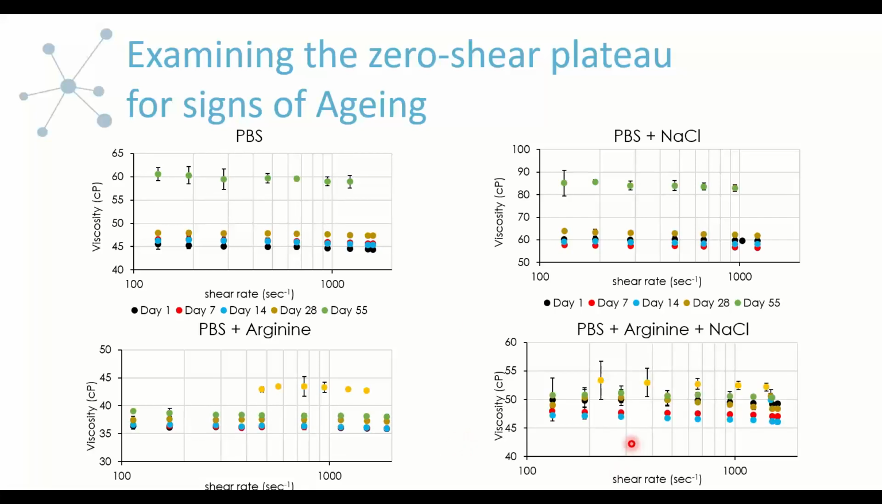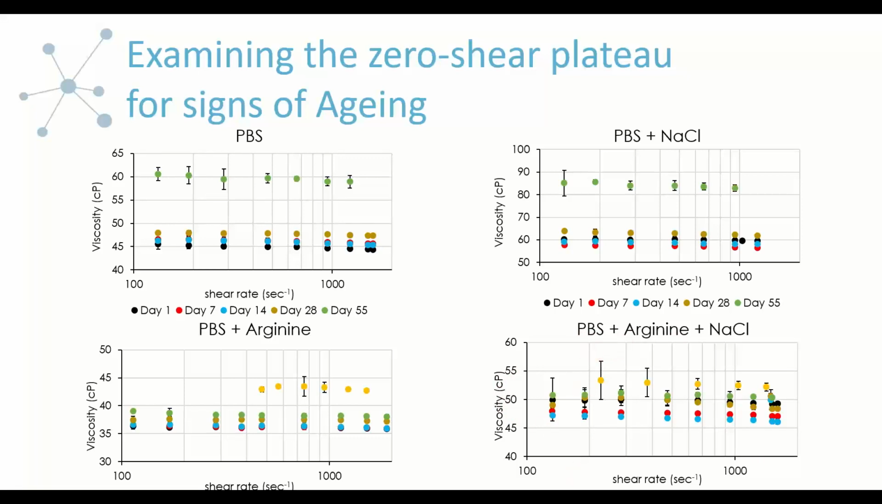And so what happens when you throw everything together, put arginine, put a high concentration of sodium chloride in an already salty solution? What then? And again, the influence of arginine allowed us to explore aging for a longer period of time. It also didn't change the viscosity over the course of 92 days all that much.